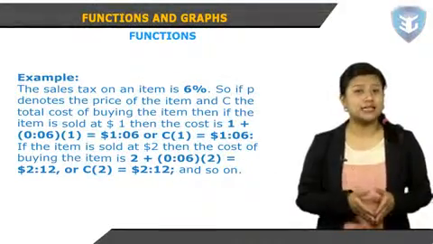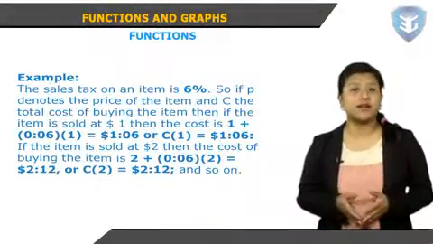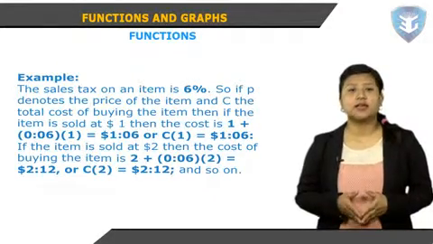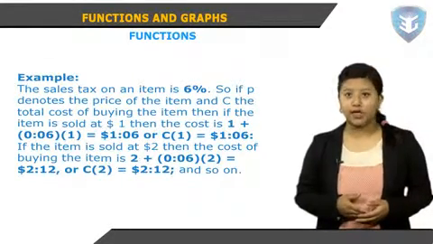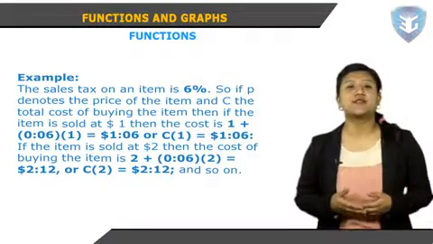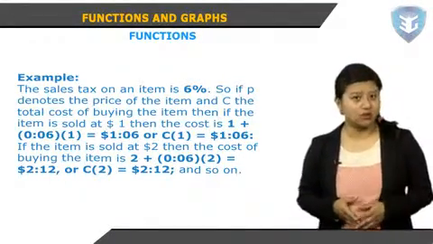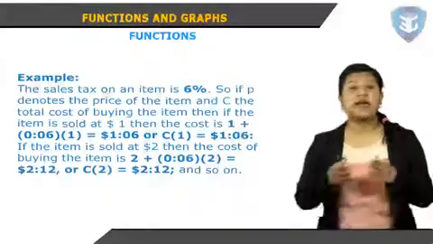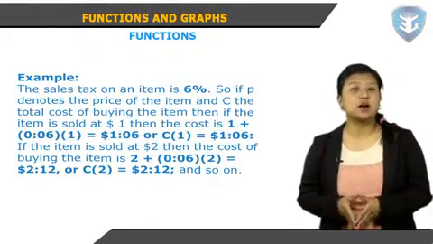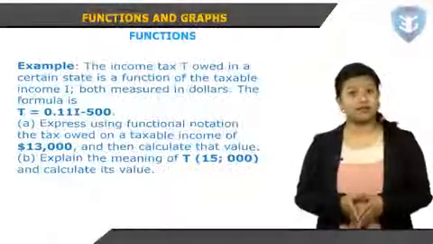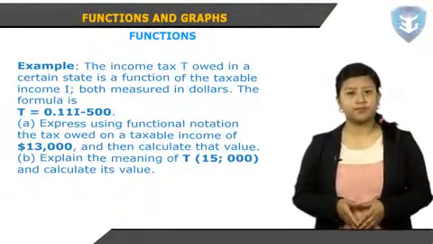The income tax T owed in a certain state is a function of the taxable income I, both measured in dollars. The formula is T equals 0.11I minus 500. Express, using functional notation, the tax owed on a taxable income of $13,000 and then calculate that value. Explain the meaning of T(15,000) and calculate its value. Look at the screen to understand the solution to this problem.